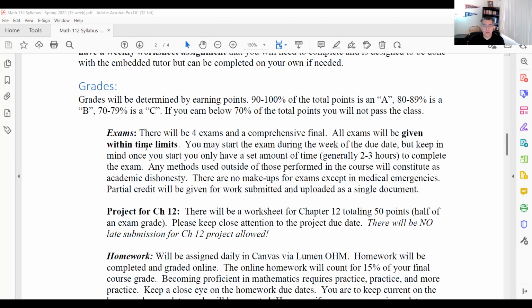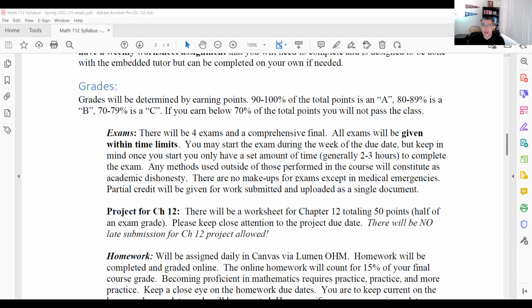All exams will be given within time limits. You usually have 2 to 3 hours. You may start the exam during the week of the due date, but keep in mind, once you start the exam, you only have a set amount of time, generally 2 to 3 hours, to complete the exam. Any methods used outside of those performed in the course will constitute academic dishonesty.